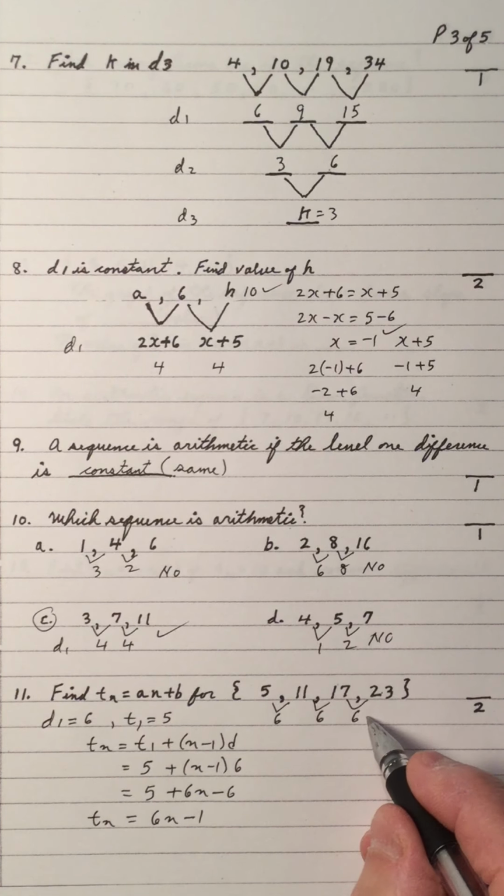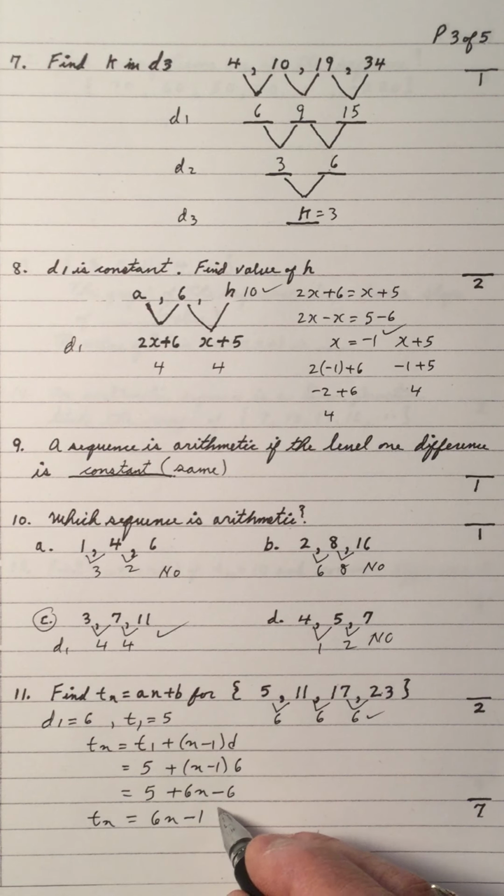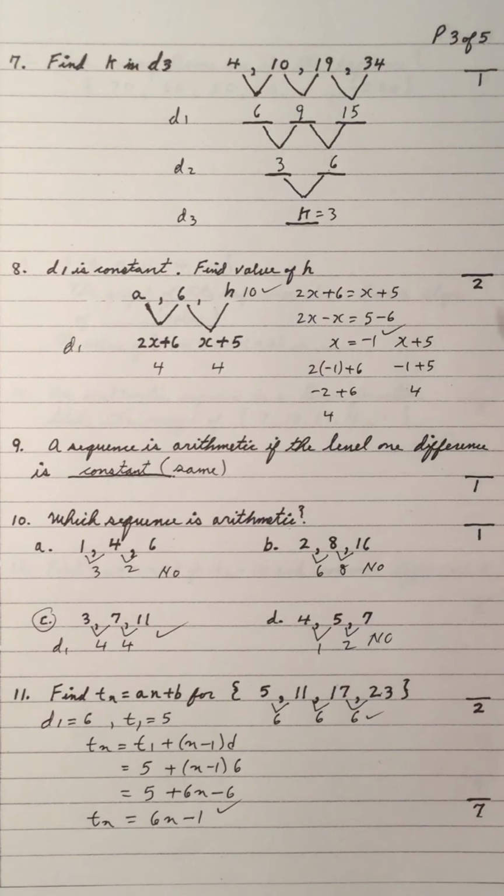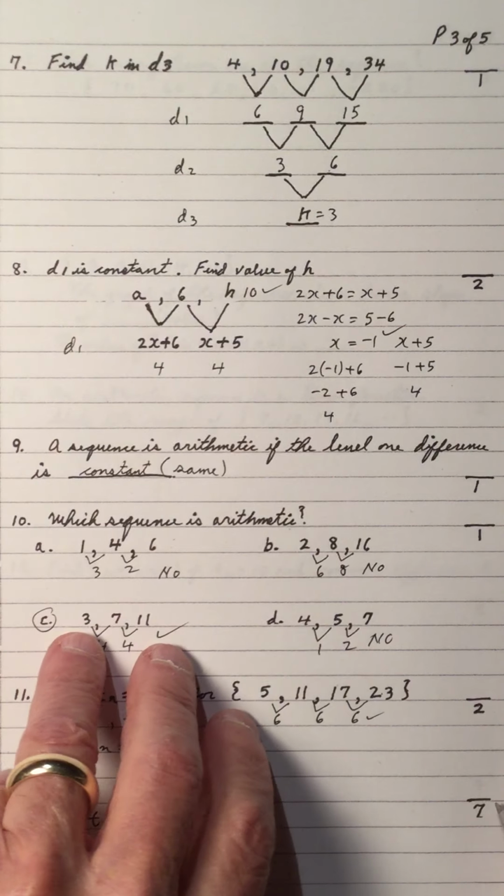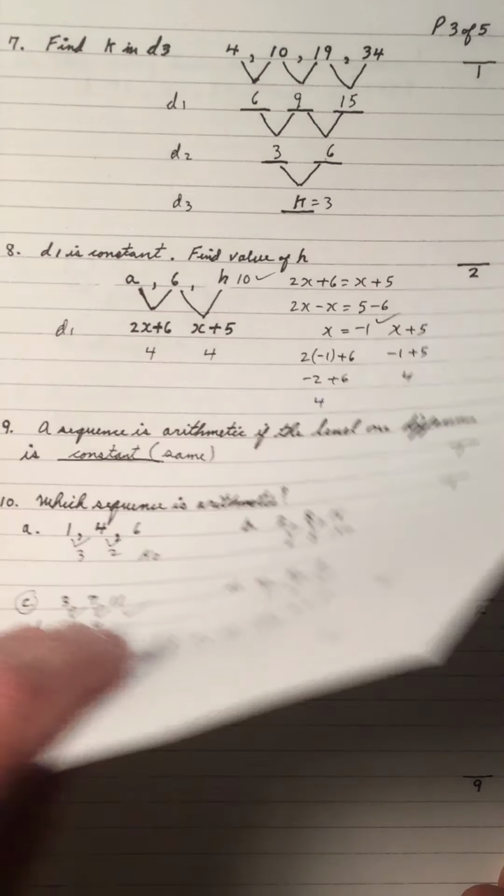If you have your difference, give yourself a mark. If you worked out this equation, give yourself a mark. 2 marks altogether. Add up your total. Hopefully it's 7 out of 7. And let's continue.